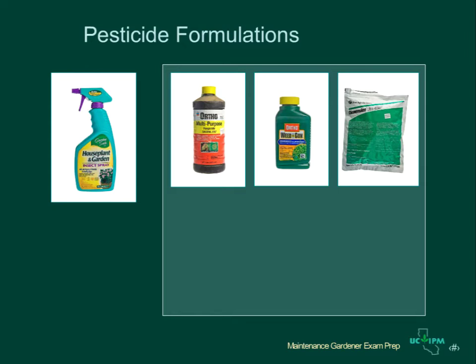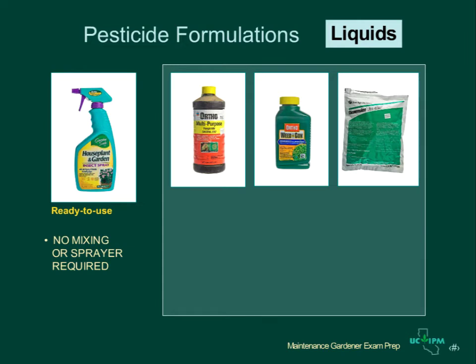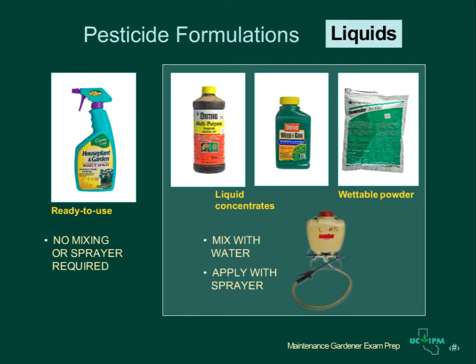A pesticide product is a mixture of an active ingredient and other materials, sometimes called inert ingredients, combined into a pesticide formulation. The type of formulation determines how the product will be applied and how it should be mixed up before application. Specialized application equipment may be required for certain formulations. For liquid pesticides, formulations are available that are ready to use and require no mixing. The sprayer, either a trigger pump or an aerosol, is part of the packaging. Other liquids are concentrates and must be mixed up with water. These may include liquid concentrates or wettable powders. These pesticides are applied with a sprayer.